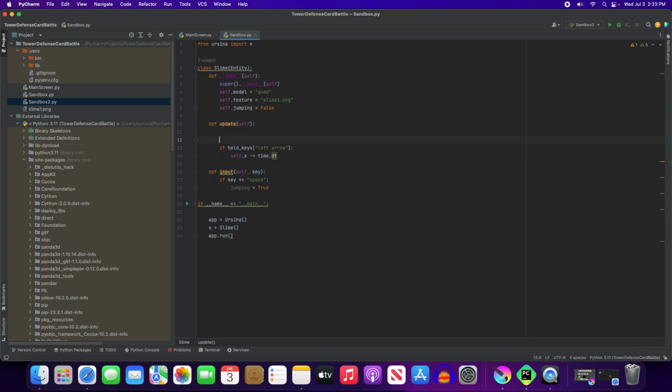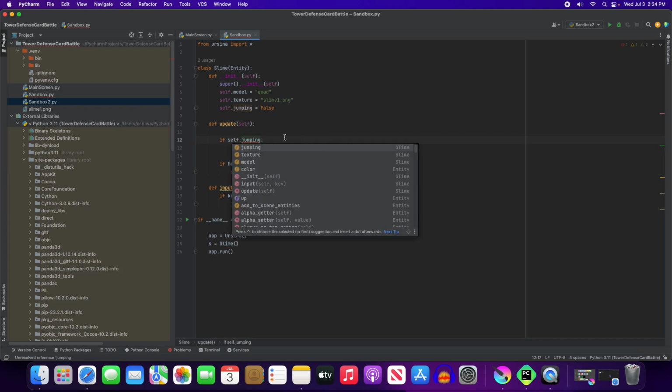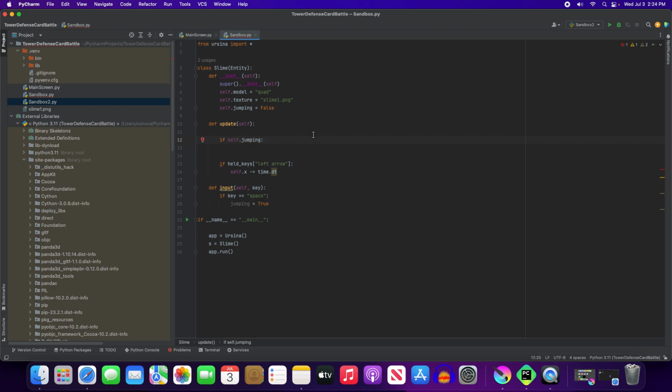So put it at the top. If jumping, so false originally, but if you press the space bar, it becomes true. Oh, self.jumping. Haha. You can tell I'm jumping back and forth between, no pun intended, between different programming languages, because I'm forgetting some of the things that I used to do all the time.